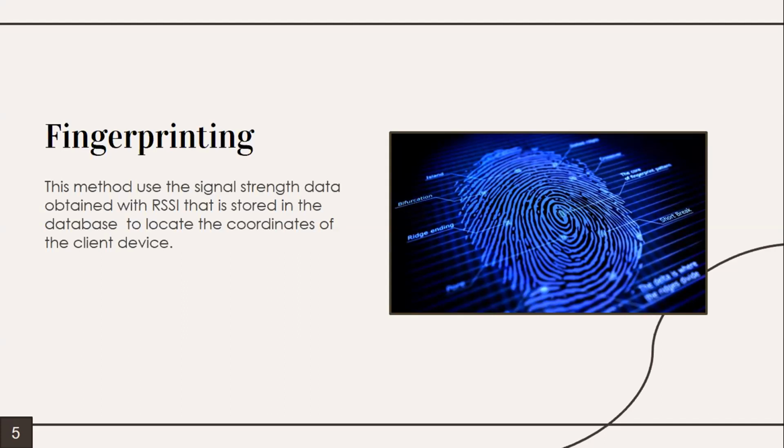RSSI is a measurement of signal strength received by a wireless device. The data obtained with RSSI is stored in the database. Then the user sends a query concerning the RSS data to the database. That is, known coordinates are compared with the unknown ones, and the most accurate location is obtained. This method is called fingerprinting.